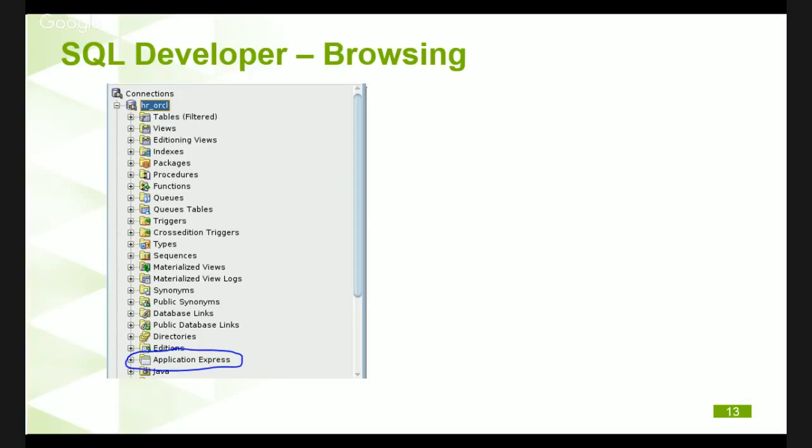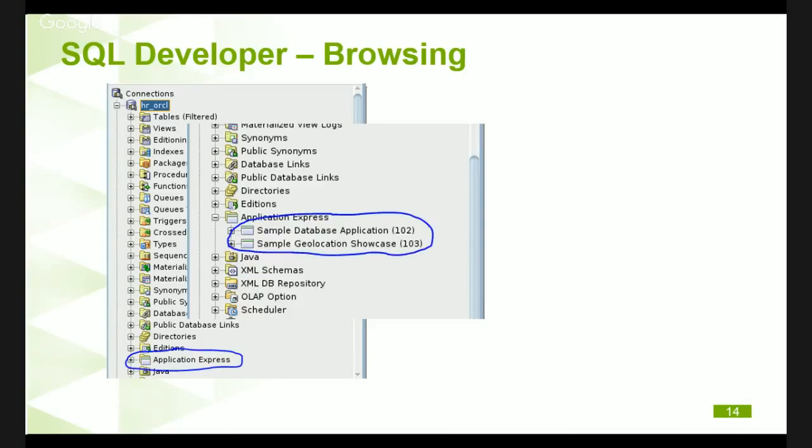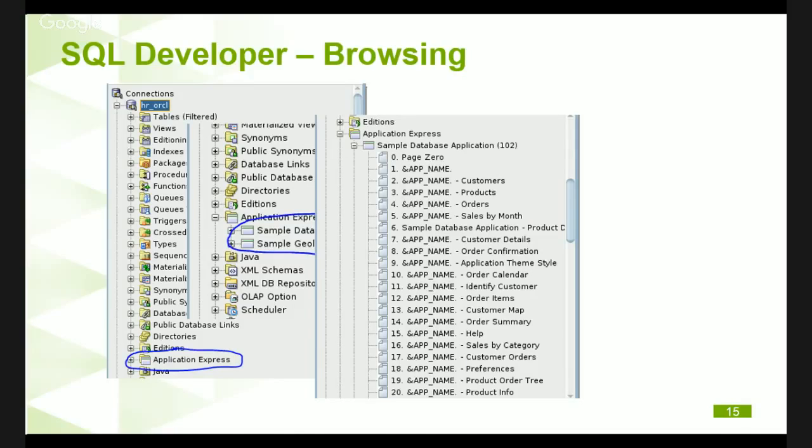In the Connections panel, all the way near the bottom, there is a node called Application Express. If you click that node, you'll see a tree that expands, and it's got all the applications that have been compiled in that parsing schema. In this case, I just grabbed 2 off the packaged apps. If you open that up, you'll see all the different pages that are part of the app.